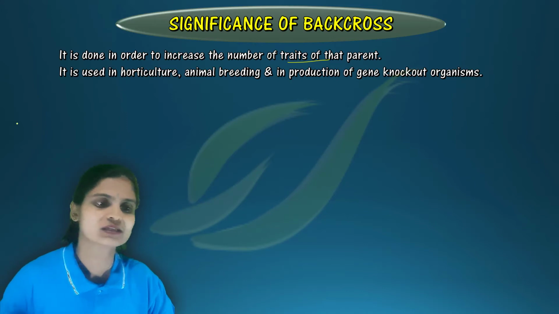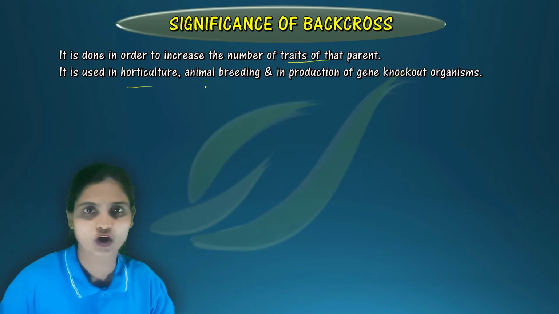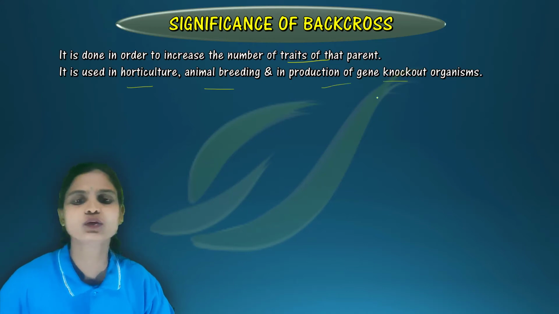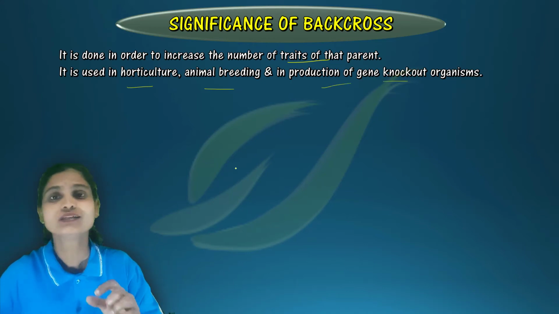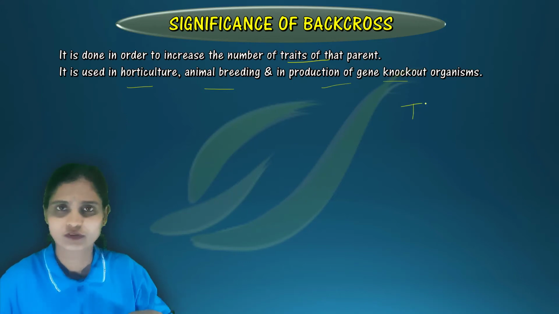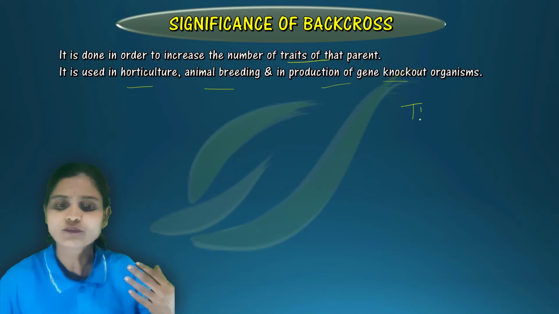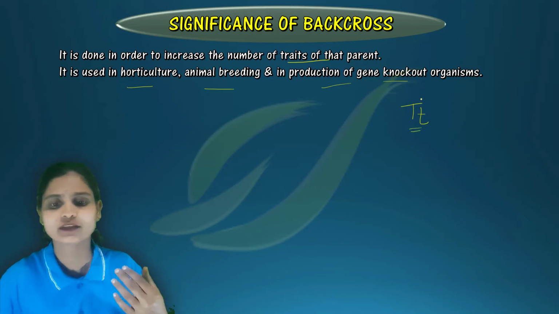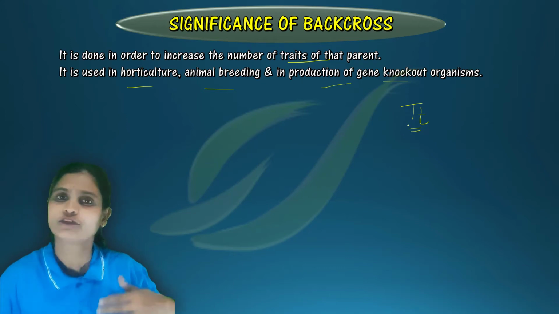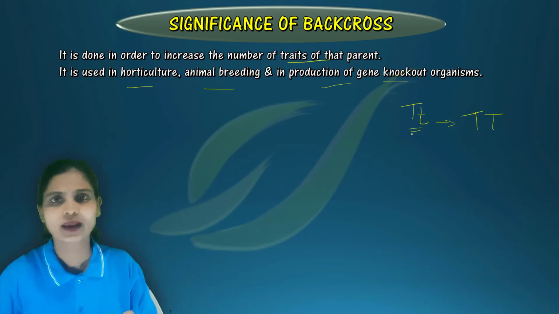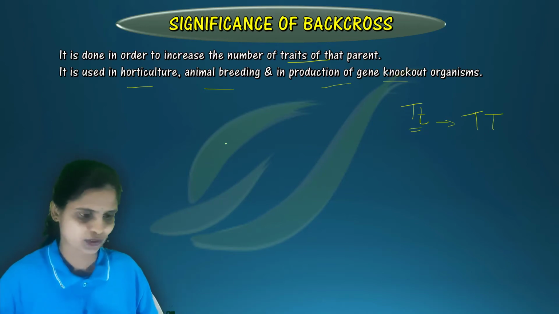Okay. So next thing is, it is very useful in horticulture and animal breeding, and it is used in order to knock out certain genes. Now, knockout means what? See, if I do a back cross, I may get heterozygous tall. But in order to avoid this heterozygous tall, if I repeat the back cross, I can always get pure homozygous tall.